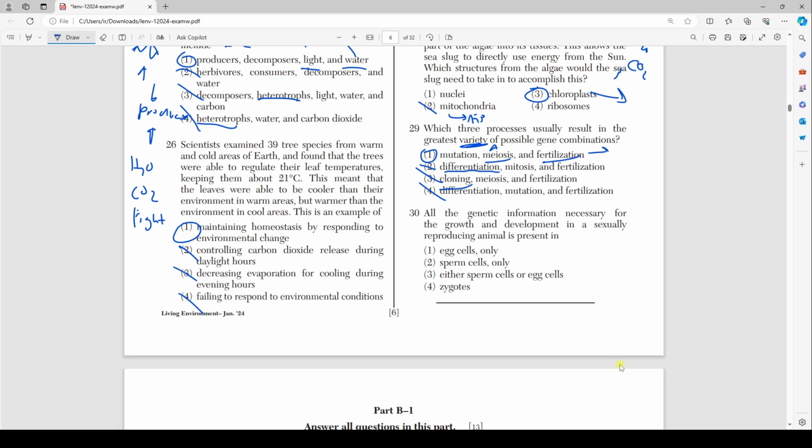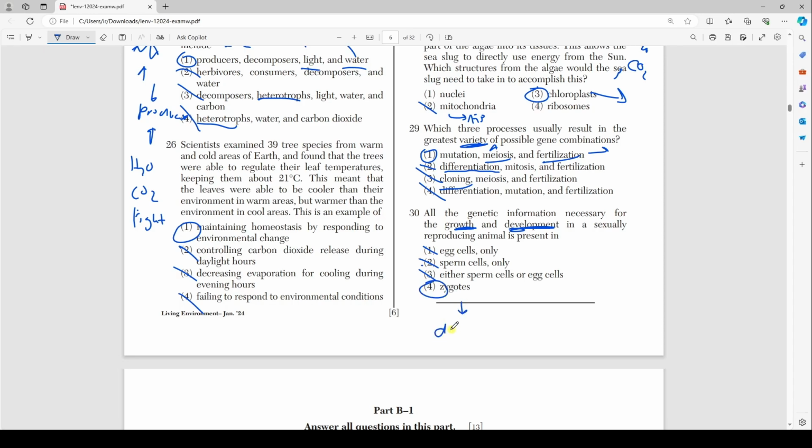So moving on to number 30, it says that all the genetic information necessary for the growth and development in a sexually reproducing animal is present in what? Well, here we need to grow and we need to develop, right? So it's not going to be egg cells or sperm cells, right? If the question was what is necessary for an organism to reproduce and pass its genome, yes, you need either sperm cells or egg cells. What they're asking for is growth and development, and that would be zygote.